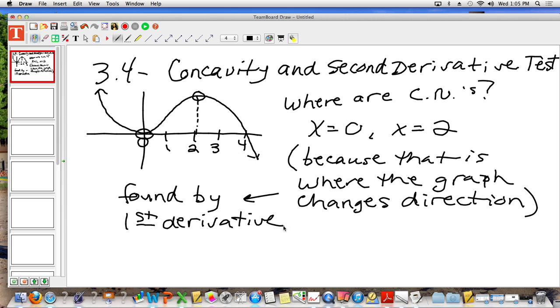Okay, yes, I see what you're saying. You're thinking polygons. Something can be concave up, or it can be concave down.